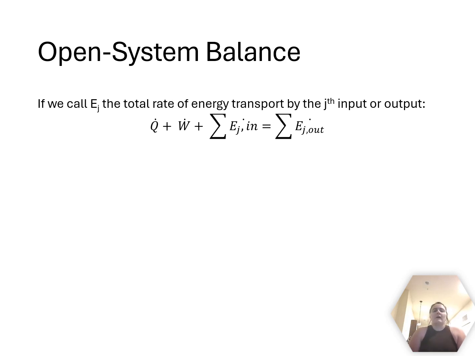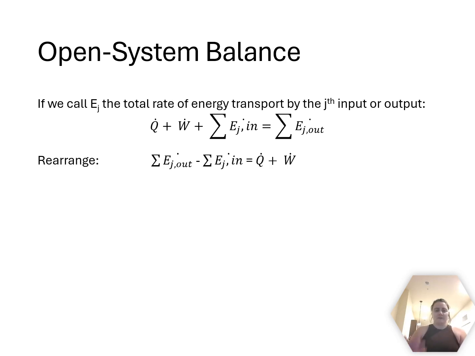And basically what our open system balance says is the amount of energy that comes into the system in terms of heat or work. We're also going to tack on any energy that's coming into the system in terms of kinetic, potential, or internal energy. And then that must be equal to whatever energy leaves the system in terms of kinetic, potential, or internal energy. So we're going to start with this generalized form, and then we're going to build from here how we get all the terms into this balance.